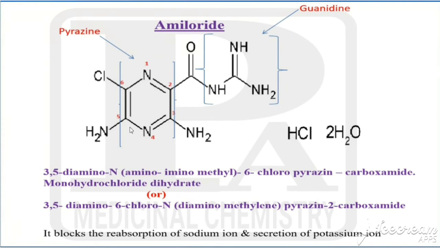Another name is 3,5-diamino-6-chloro-N-(diaminomethylene)pyrazine carboxamide. So that is one more name. It blocks the reabsorption of sodium ions and the secretion of potassium ions. So what is the nucleus present in amiloride? That is pyrazine, with a carboxamide at the 2nd position. So pyrazine-2-carboxamide, and it has guanidine. So it has pyrazine and guanidine, and those two are connected by means of CO. So that is called amiloride.